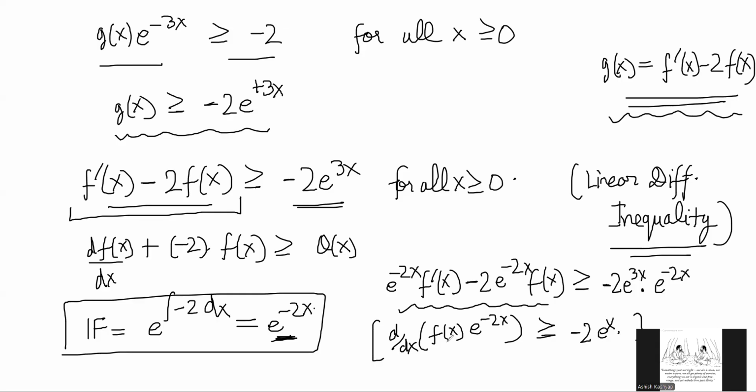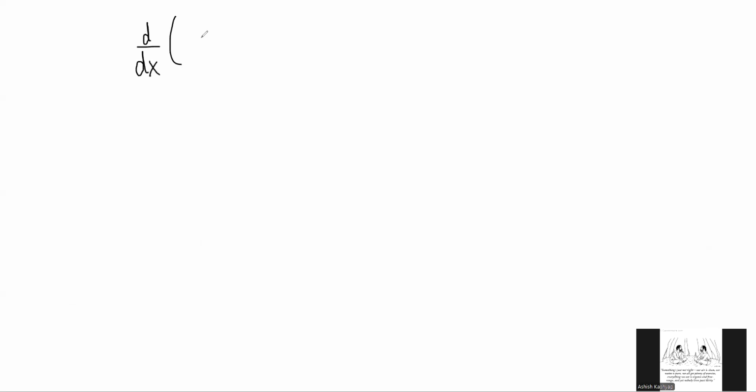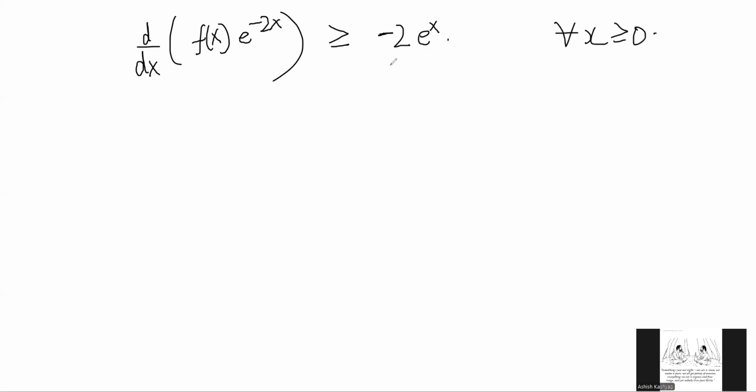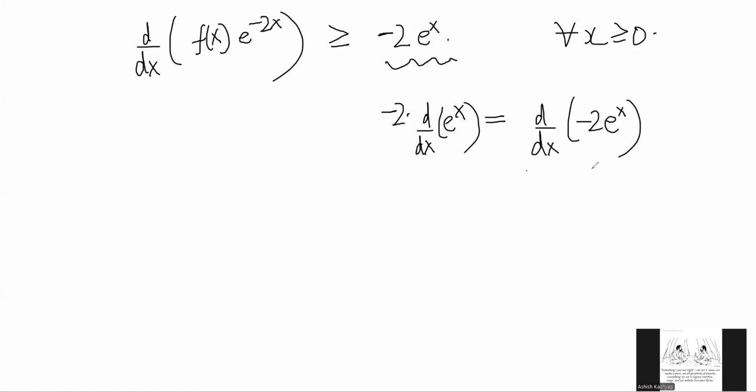So I'm getting this result right now. d by dx of f of x e power minus 2x is greater than minus 2 e power x, right? So let's see what we can do there. We have d by dx of f of x e power minus 2x is greater than or equal to minus 2 into e power x. So this is true for all x greater than or equal to 0, right? And this right hand side can be written as minus 2 times derivative of e power x because derivative of e power x is e power x only. So it can also be written as derivative of minus 2 e power x, right?